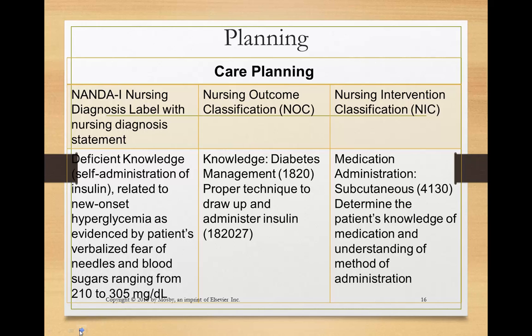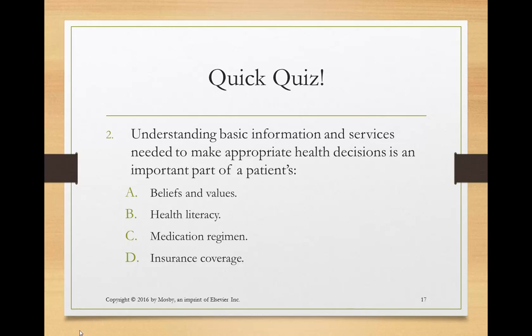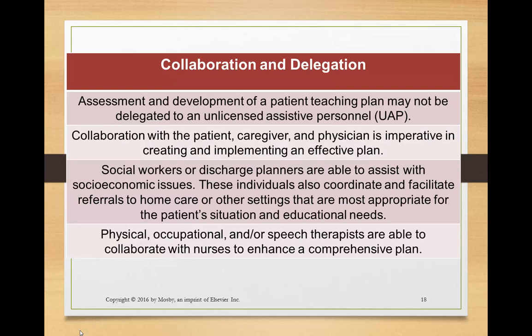What would we like the outcome to be? That the patient will demonstrate proper technique to draw up and administer their insulin. So some interventions: we're going to determine the patient's knowledge first of the medication and their baseline understanding of how it's administered. And then we are going to adjust what needs to be taught based on what they already know. So here's another quick quiz question. After you finish, or if you know it while you're going through your notes, go ahead and circle what you think the right answer is.